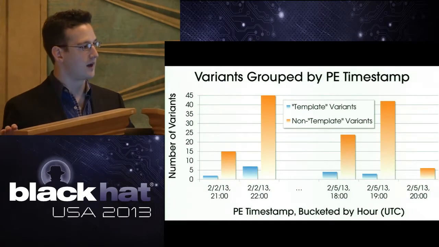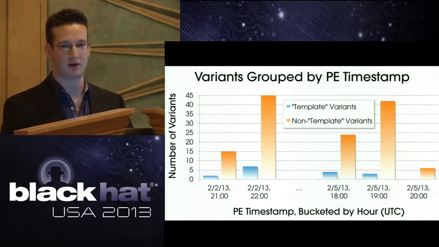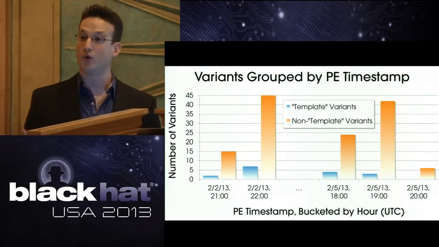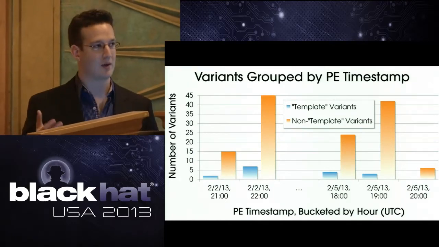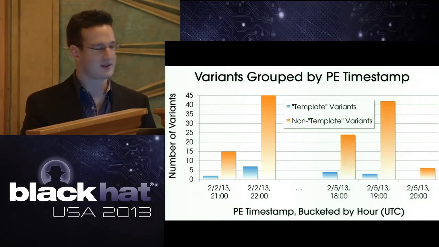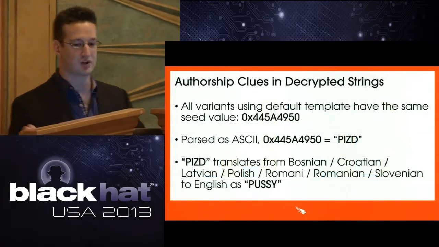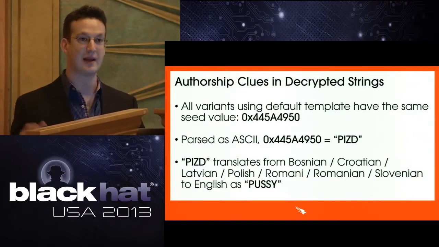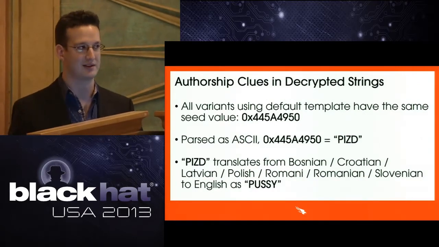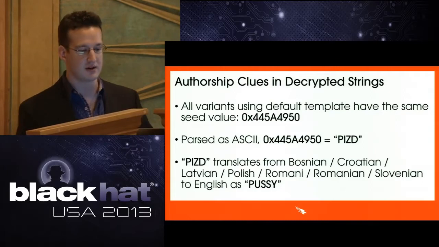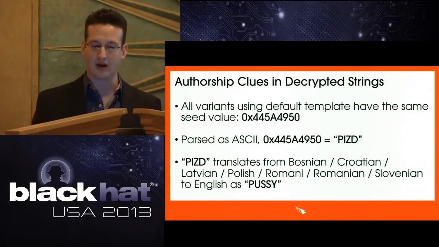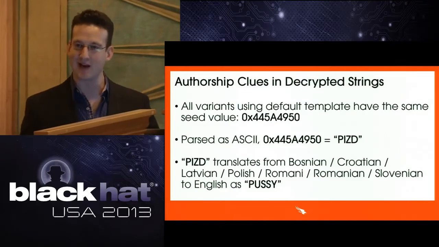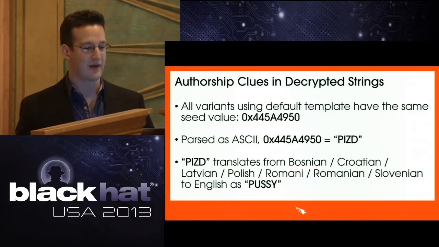I mentioned earlier that one of the things that we do at CrowdStrike is try to do intelligence research to find out who wrote the malware that we look at. So let's investigate that a bit. There's some clues in these decrypted strings, in these template strings for the non-randomized variants. And it turns out that all variants using that template have the same exact seed value. It's not randomized.